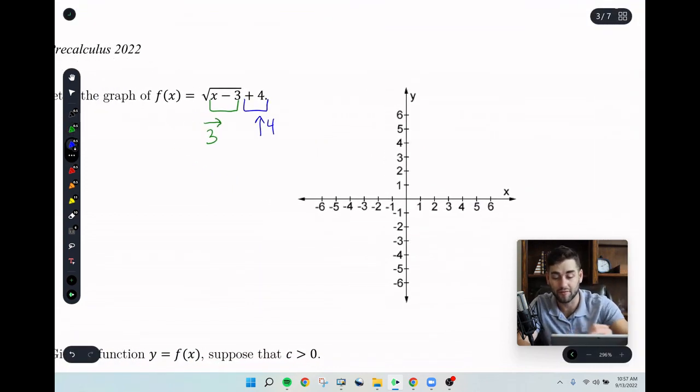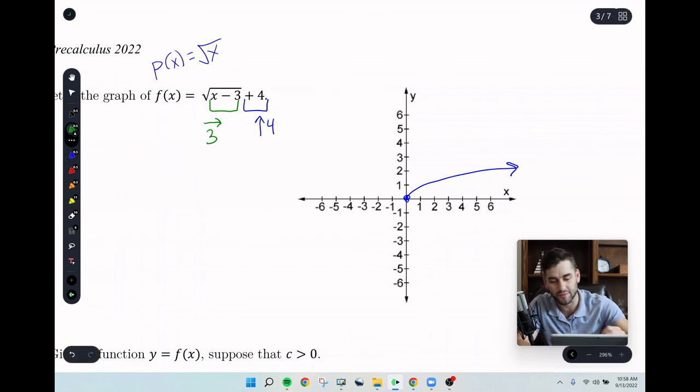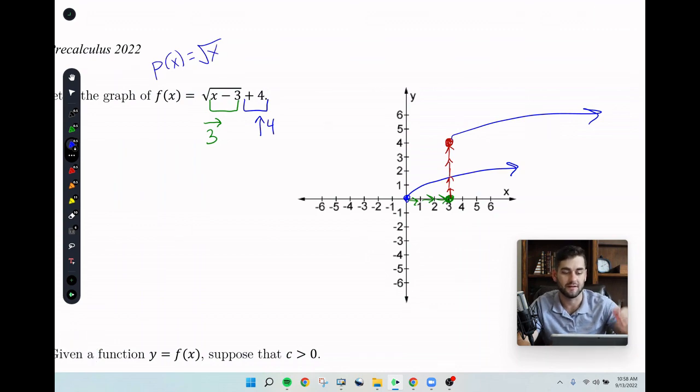So I'm going to draw my parent function. They called this f of x, so I'm going to call my parent function, let's do p for parent. P of x equals the square root of x. That function kind of looks like half of a sideways parabola, right? Because it's like the inverse of the x squared, but we've got to make it a function, so we cut out the bottom half. And what we're going to do is go over 3. So in the green, 1, 2, 3. Over 3, but then I've got to go up 4, right? 1, 2, 3, 4. And then I'm just going to draw my new function shifted. Not that crazy.